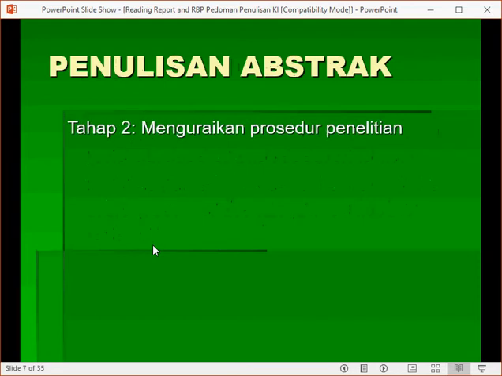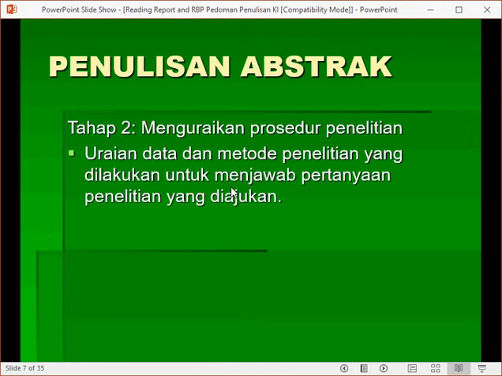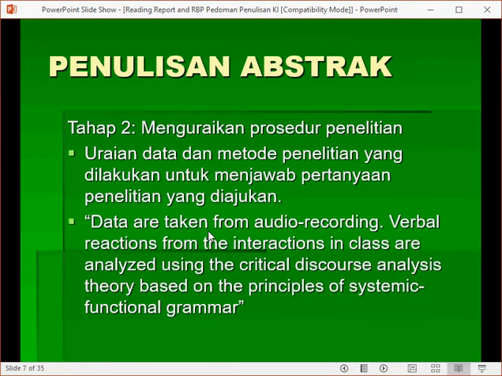The second step is you have to arrange the research procedures. This one, explore the data and the research method that you conduct to answer the question. And this is the example. Data are taken from audio recording. Verbal reactions from the interaction in class are analyzed using critical discourse analysis theory based on the principle of systemic functional grammar.